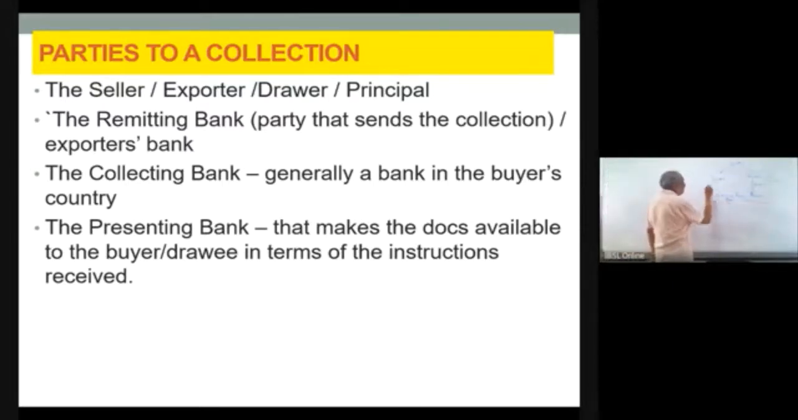The customer has the account at Sampath Bank. Then the collecting bank informs the buyer, look, I have received a set of collection, please send it to my bank. My bank is Sampath Bank. So they send the documents to Sampath Bank. Sampath Bank is the presenting bank. They are the ones who present the documents to the buyer.